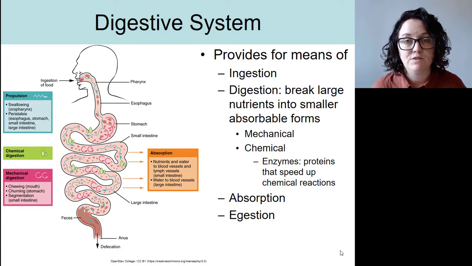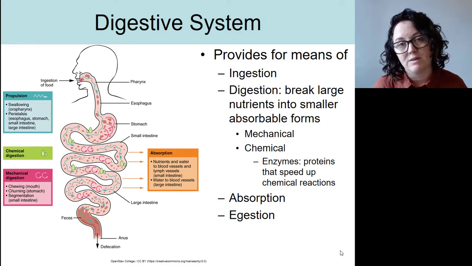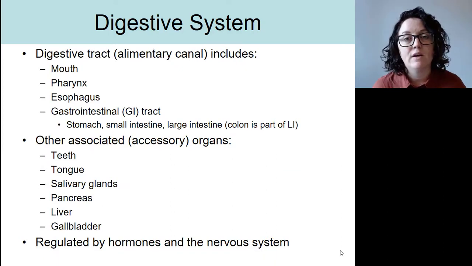The digestive system also provides a means for absorption. Absorption is the process of taking the nutrients out of our food and actually bringing those nutrients into the cells of the body, because only at that point has the nutrient actually really entered the body. Lastly, the digestive system will provide a means for egestion, which is the process of removing the unabsorbable waste products from the body.